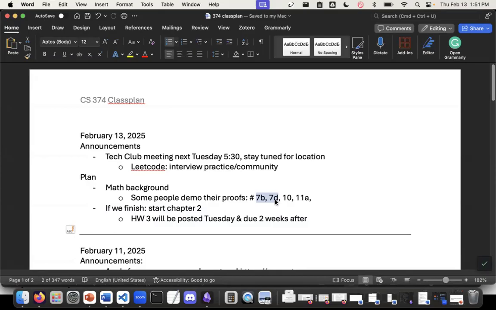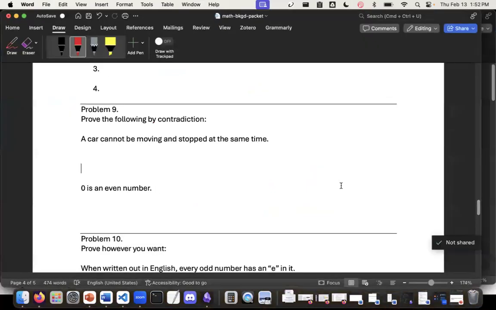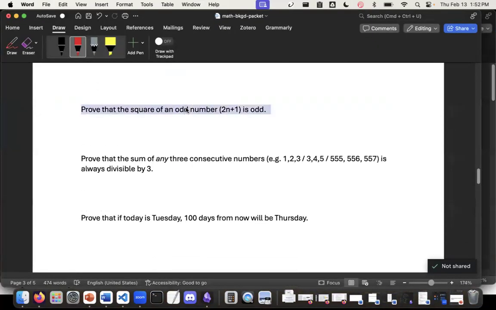All right, so I've got my markers. Do I have the packet up here somewhere? No, I do not. Math background, I do. Okay, so work on either the second or the fourth.